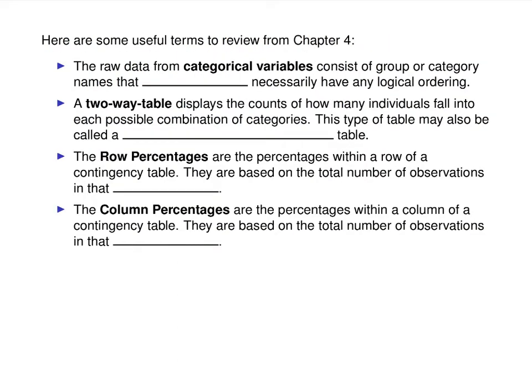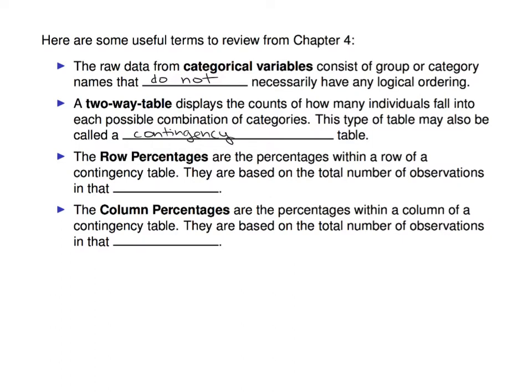The raw data from categorical variables consist of group or category names that don't necessarily have a logical ordering. There's no reason bacon eaters should come before non-bacon eaters or vice versa. A two-way table displays the counts of how many individuals fall into each possible combination of categories. This type of table may also be called a contingency table.